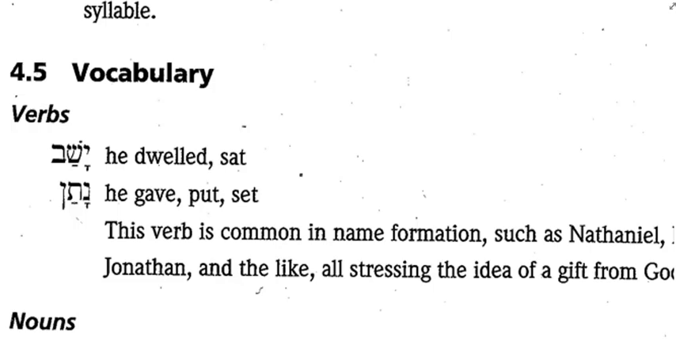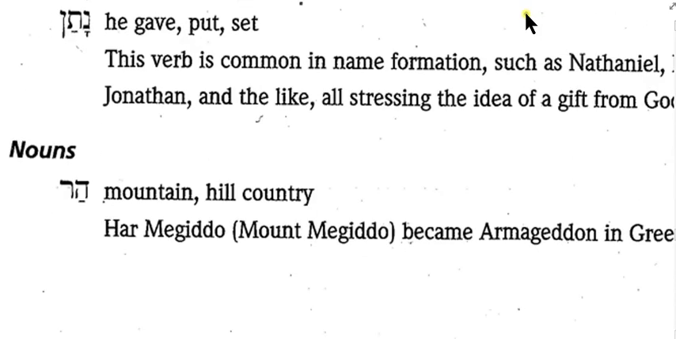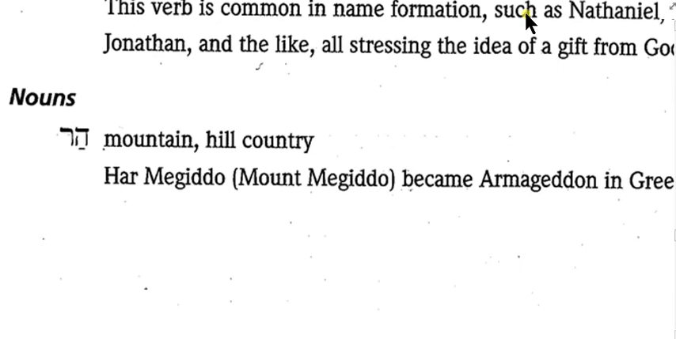If you've seen the name Nathan in English, that's a Hebrew name. And Nathaniel is built off of that root. Next we have Har. Everyone, Har? Har, so mountain or hill country. Har Megiddo. Did any of you see Har Megiddo in Israel? Okay, so Armageddon is a Grecicized way of saying that.